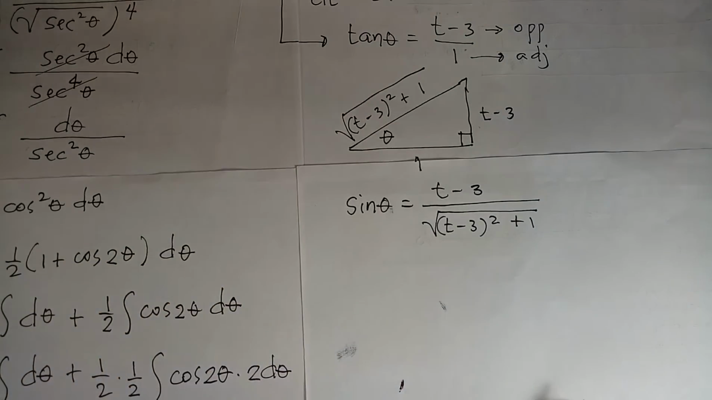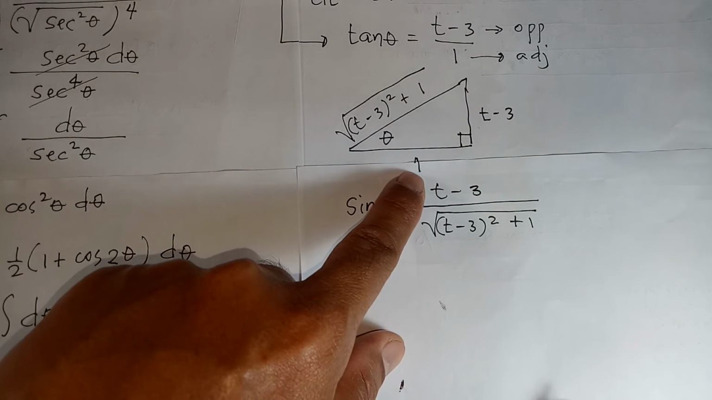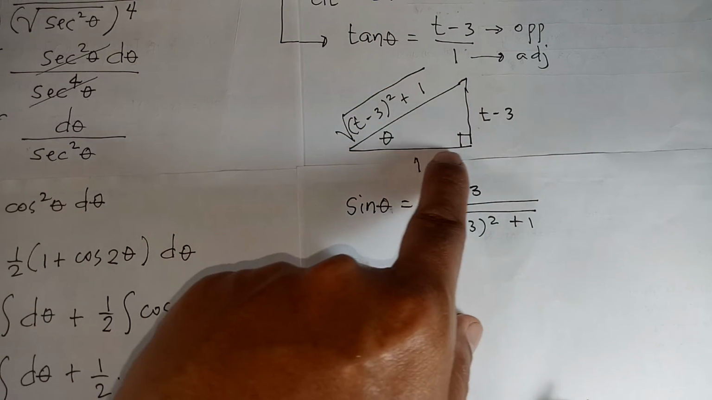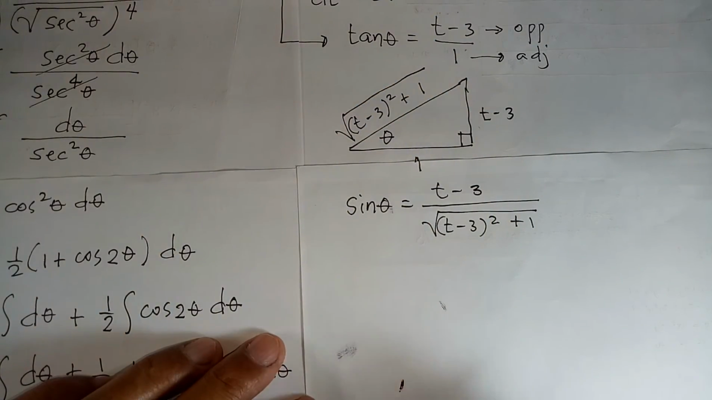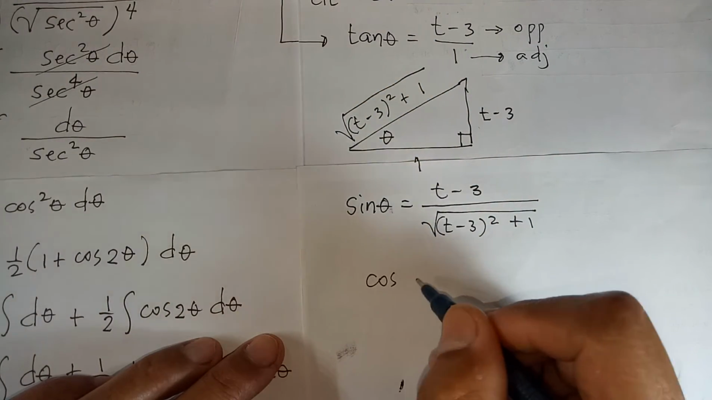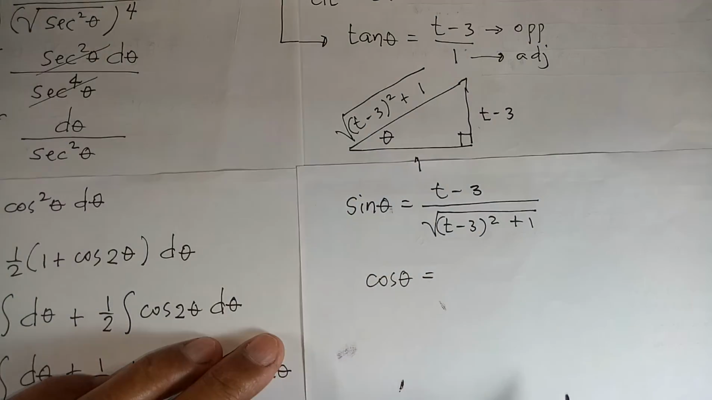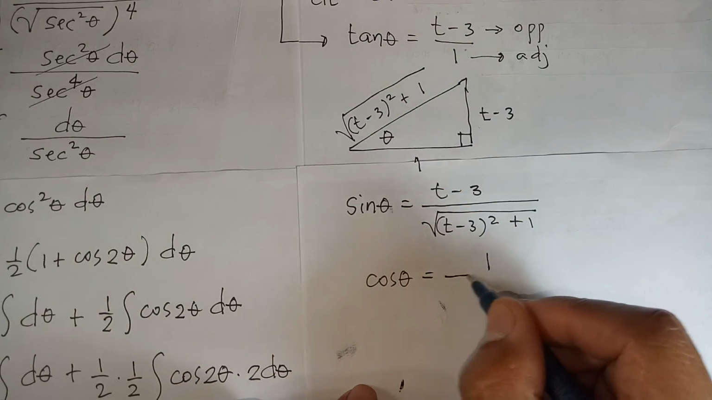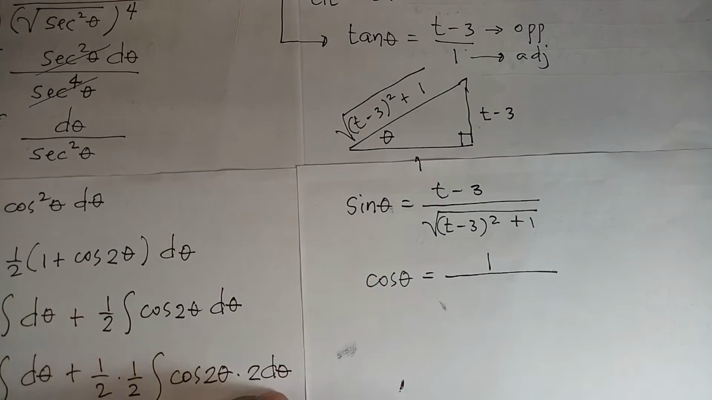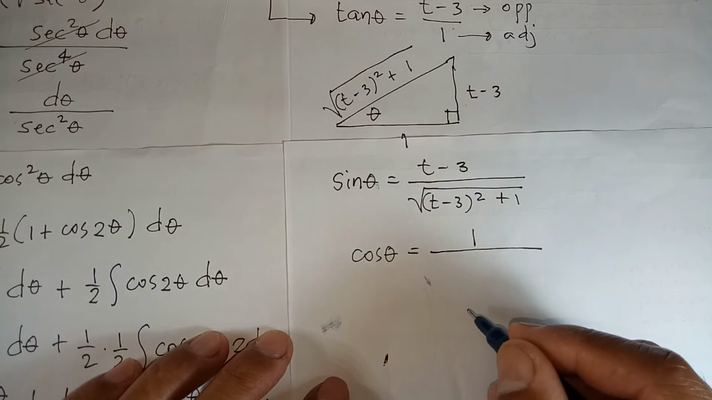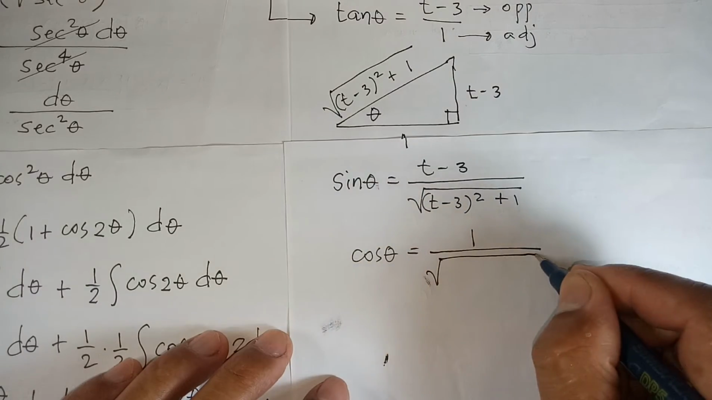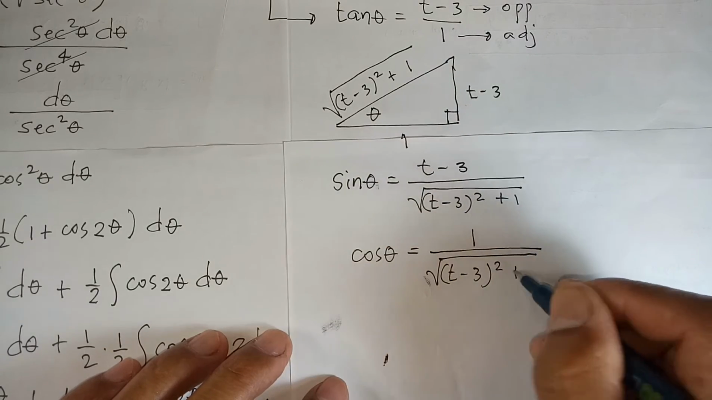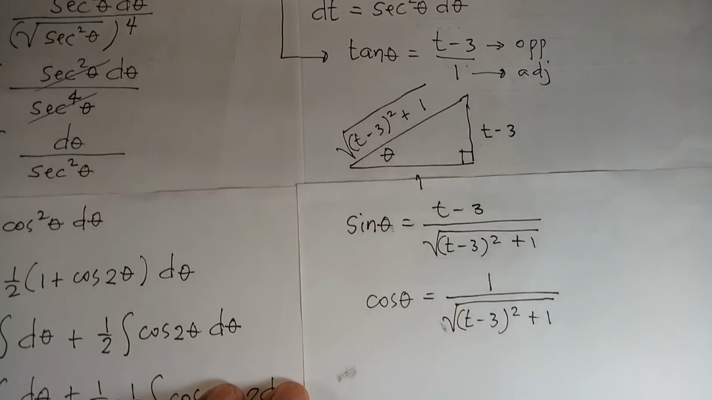Now, what is cosine theta? Cosine theta is the adjacent side divided by the hypotenuse. So, cosine theta equals the adjacent side, 1, divided by the hypotenuse, the square root of (t minus 3) squared plus 1. Okay.